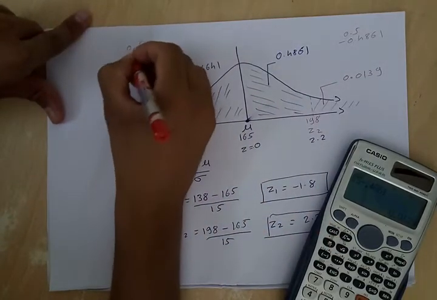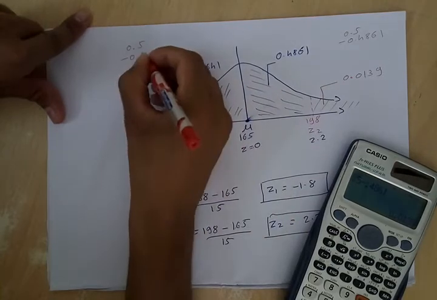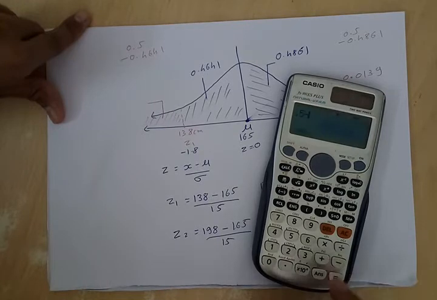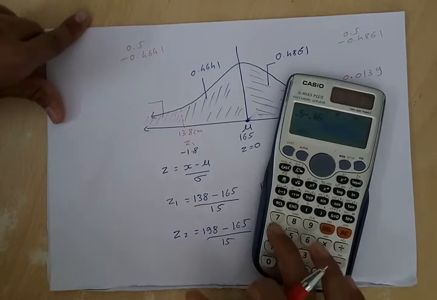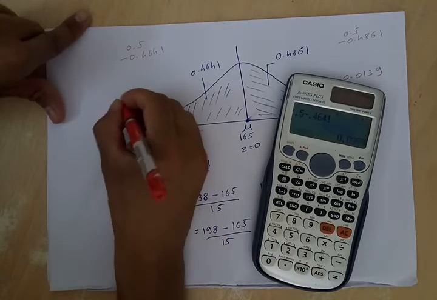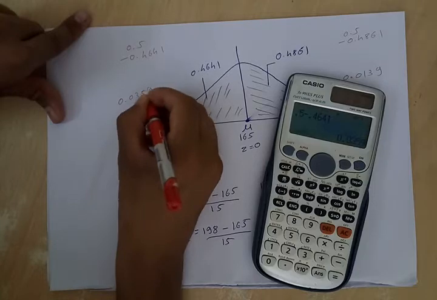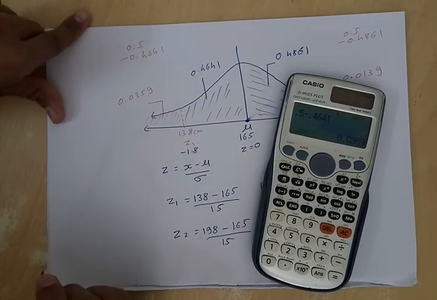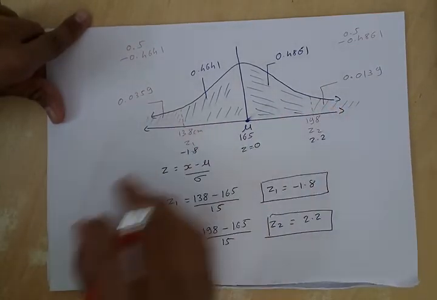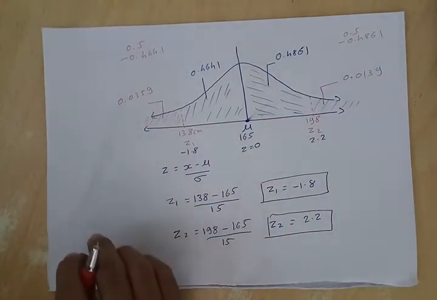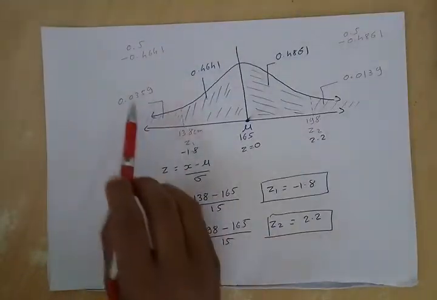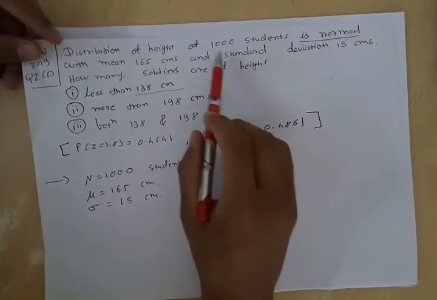Similarly, to get this probability, that is this red area, we have to subtract this value from 0.5. So 0.5 minus 0.4641 is 0.0359. Now this distribution is in terms of probability. In order to get the distribution in terms of number of students, we have to multiply these probabilities with the number of students, that is 1000.